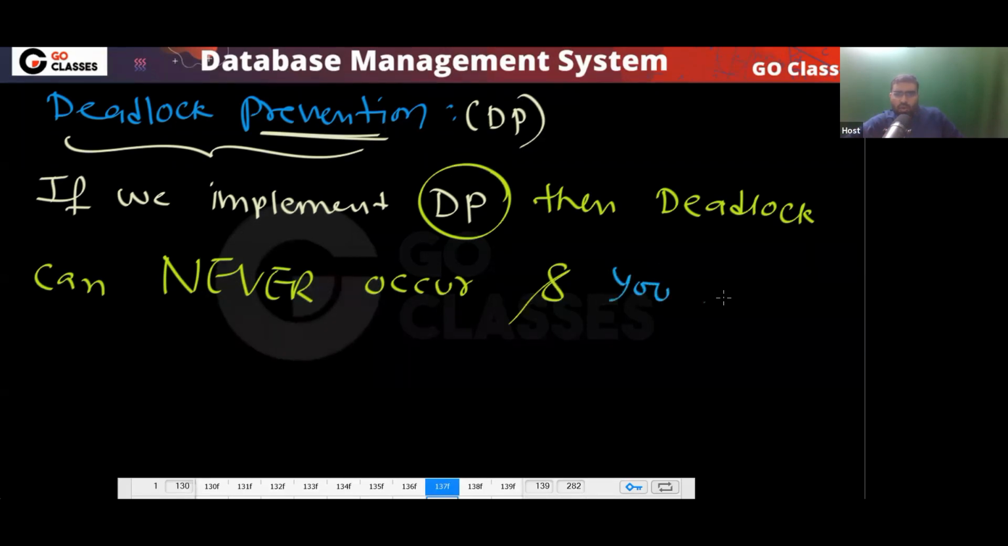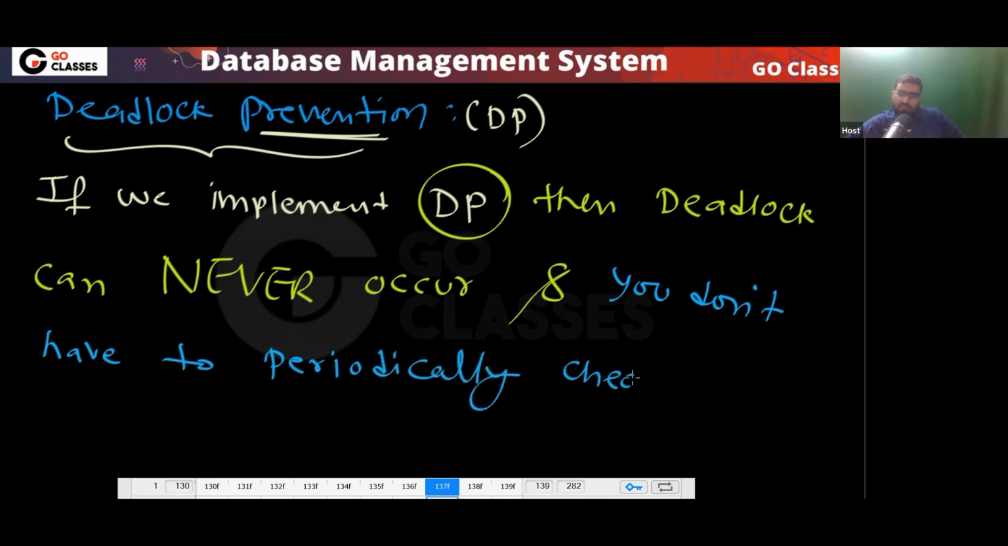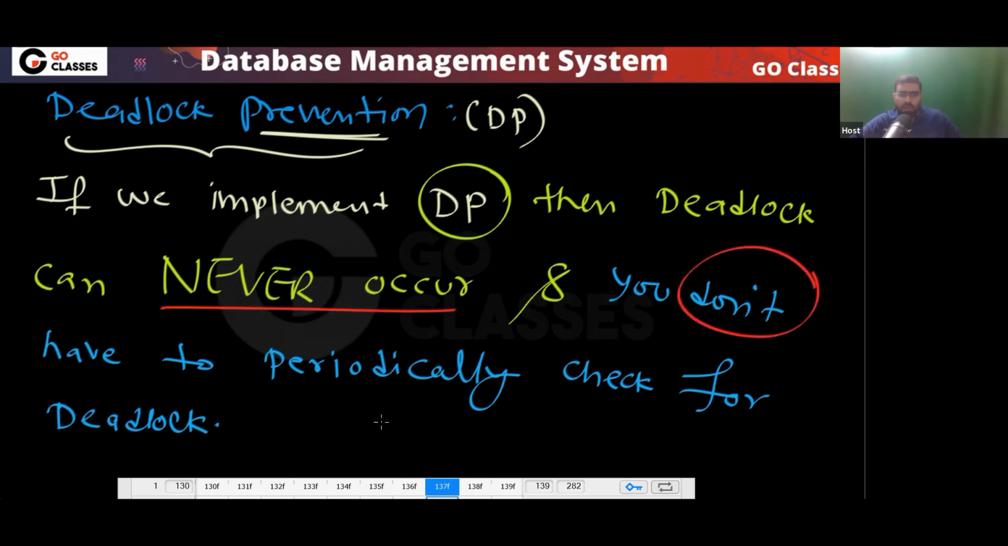And you don't have to periodically check for deadlock. Okay, is this clear? What is the definition of deadlock prevention? Deadlock prevention means that deadlock will never occur and you don't have to check. There is no need to check periodically for the deadlock.